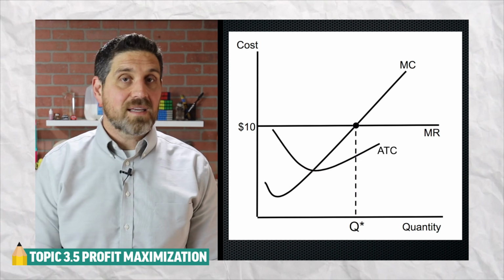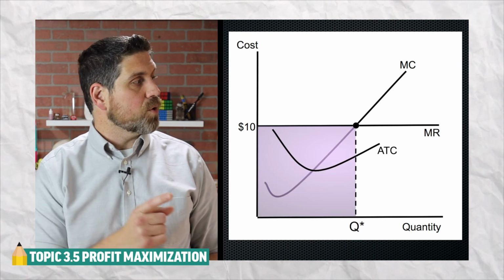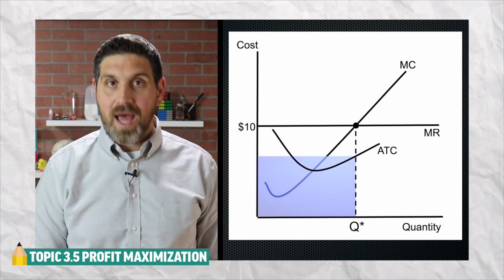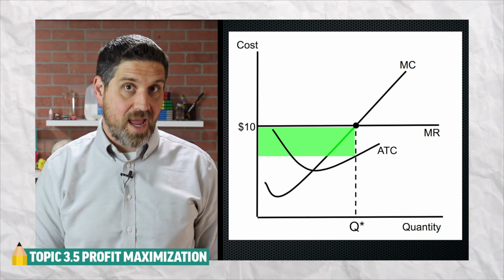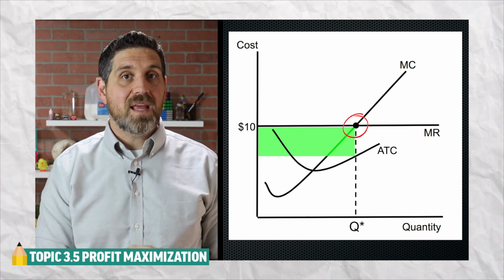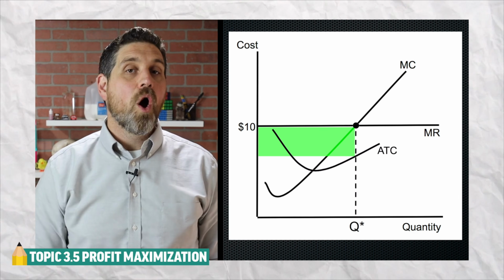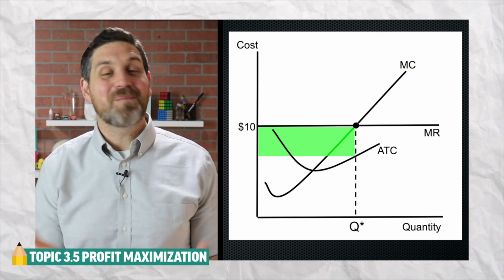So let's say the ATC is down here and we're producing this quantity. The price times that quantity is the total revenue, which is that box, and the total cost is the average total cost times the quantity, which is that box. The difference between them is the profit, which is there. Because you're producing where MR equals MC, that is the biggest this box can possibly get. If you increase the quantity or decrease the quantity, the box is going to get smaller. That's why it's called the profit maximizing rule.